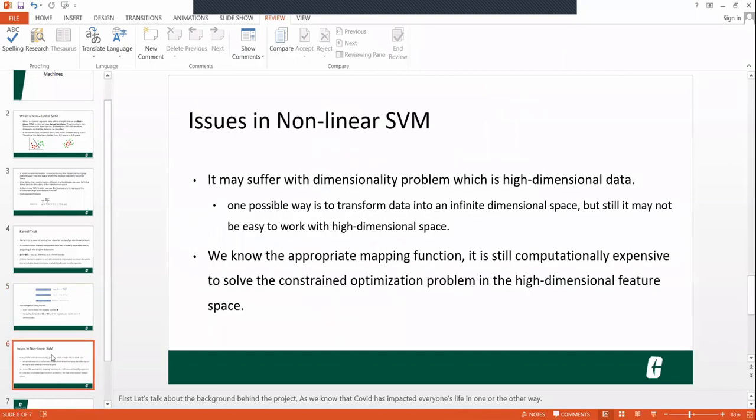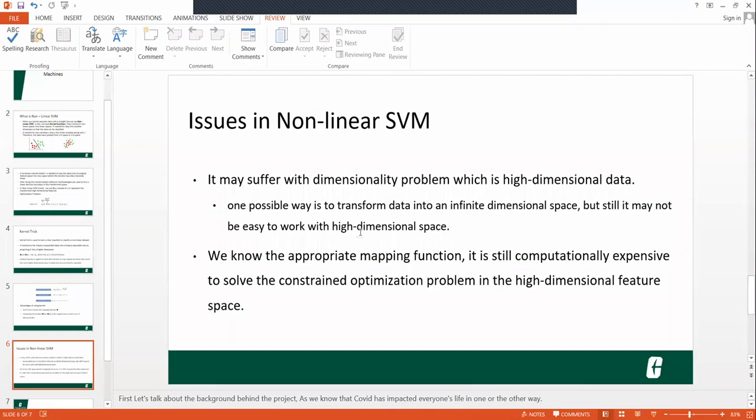There are some issues in nonlinear SVM. It may suffer from the dimensionality problem with high dimensional data. One possible way is to transform data into an infinite dimensional space, but still it may not be easy to work with high dimensional space. We need to know the appropriate mapping function. It is still computationally expensive to solve the constrained optimization problem in the high dimensional feature space.